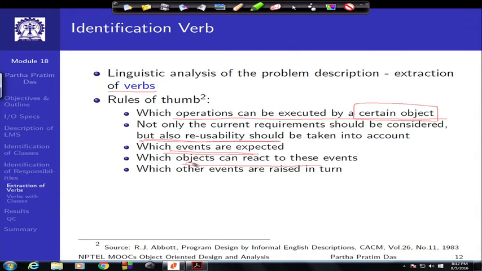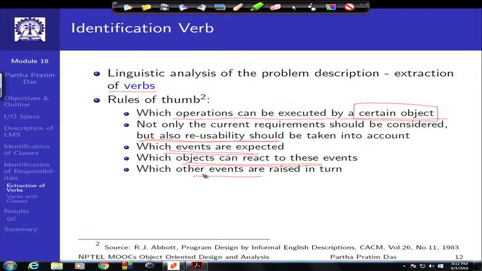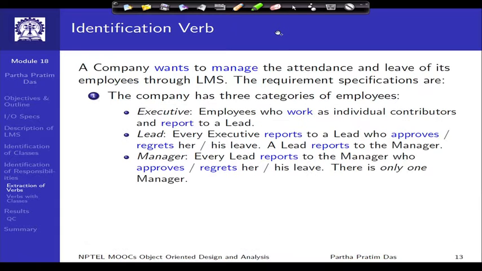The verb naturally in many cases will have a subject and an object in the linguistic sense, in the grammatical sense. So, from the object of a verb we would be able to extract what is the expected object in the OOAD sense on which the action is actually being taken. So, we will get an idea about responses, the events raised in turn and so on. So, the analysis of verbs should give us quite a bit of good hold over what can happen in the system.